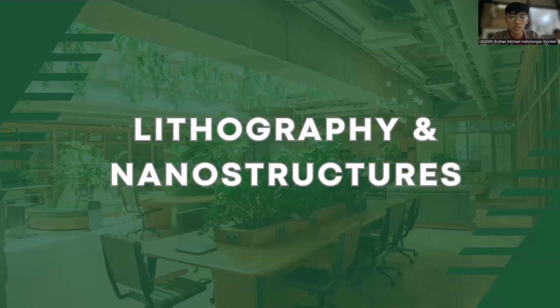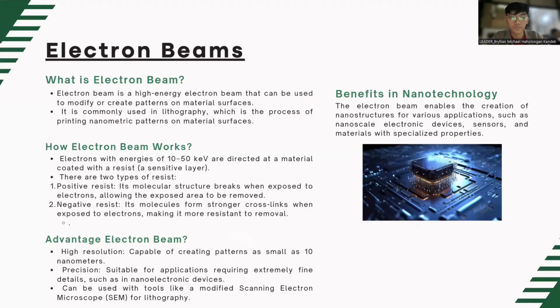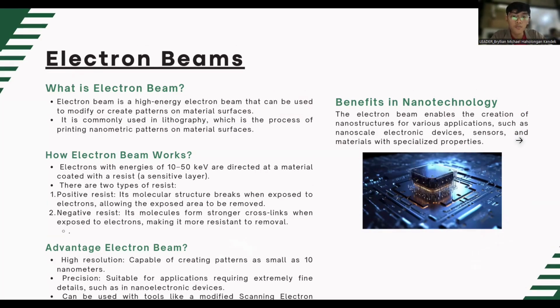Okay, we move to lithography and nanostructure. To know deeply about ion beams, we have to know first about electron beams. So what is electron beams? Electron beams is a highly energy electron beam that can be used to modify or create patterns on material surface. It is commonly used in lithography, which is a process of printing nanometric patterns on a material surface. In the video, maybe we can see in the next slide later. But before that, we have to know how electron beams work.